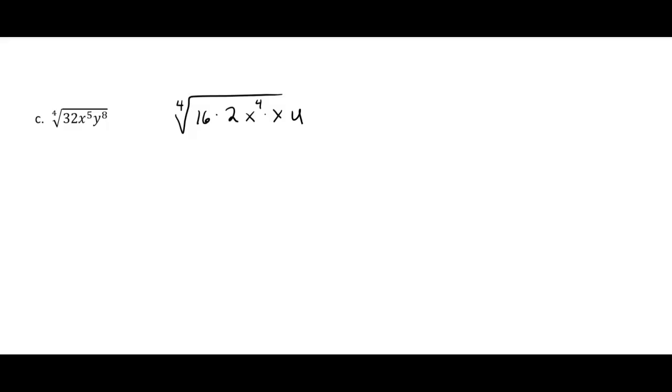And then I think we have just one more here. So I need a 4th root. So 16 times 2 is 32. And then x to the 4th times x. And then y to the 8th, I can just leave it y to the 8th because 4 goes into 8.